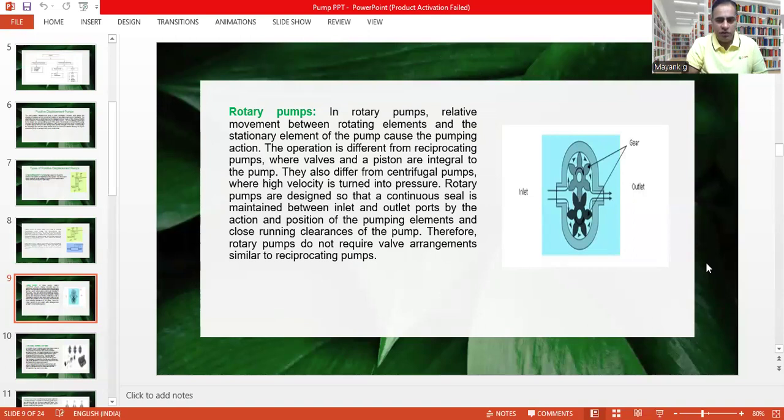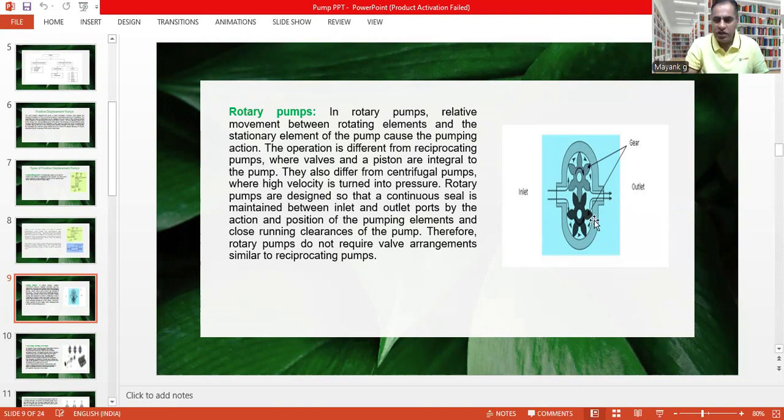So in our previous video, we discussed the introduction to positive displacement pumps and the types of positive displacement pumps. We also discussed the first category of positive displacement pump, which is reciprocating pumps. So today we shall be discussing the next category, which is rotary pumps. In rotary pumps, relative movement between the rotating elements and the stationary element of the pump causes the pumping action.